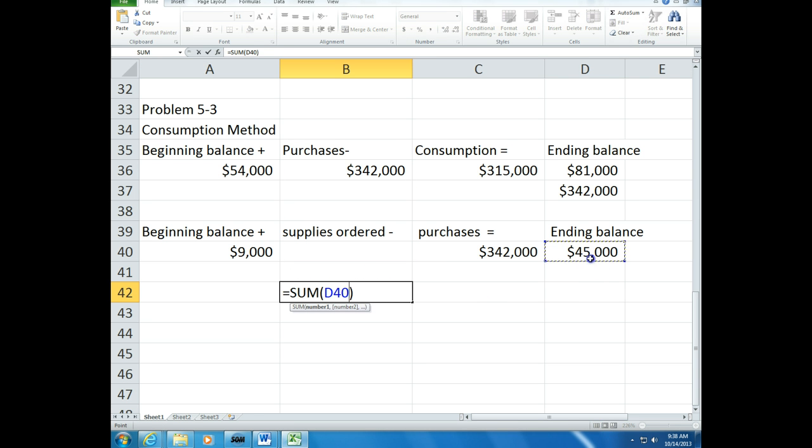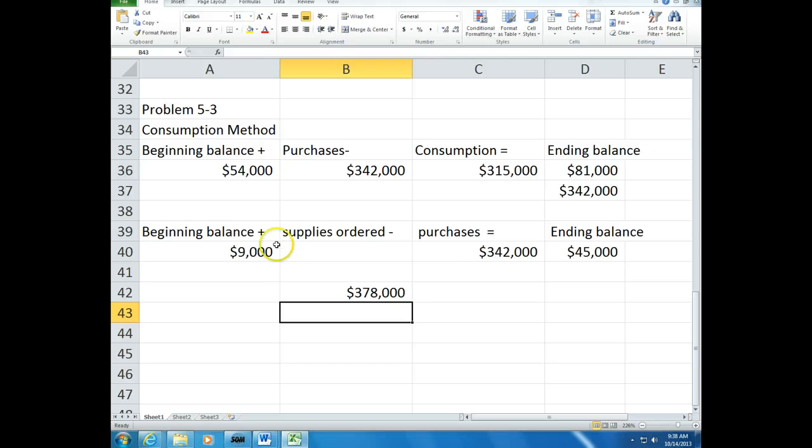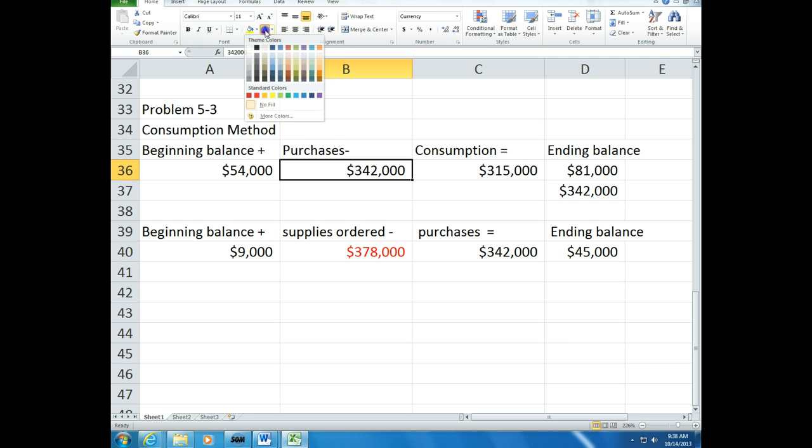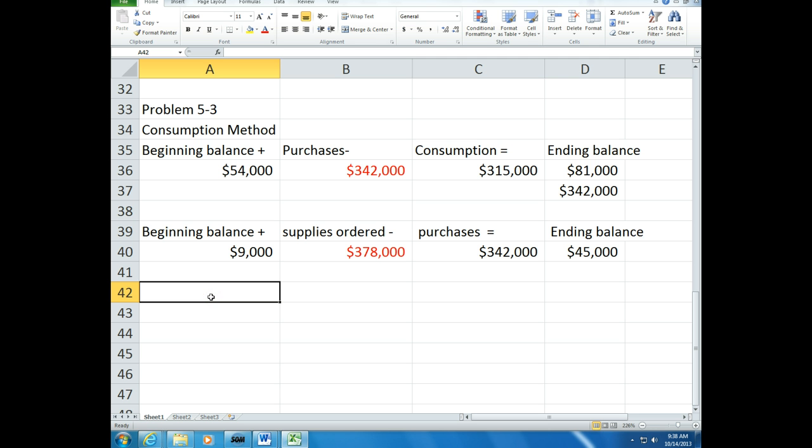It would be this plus this minus this. Would it be 378,000? Yep. So the supplies ordered here are 378. So what we're going to do here, it's asking us to reconstruct the journal entries related to supplies that were made in 2012.